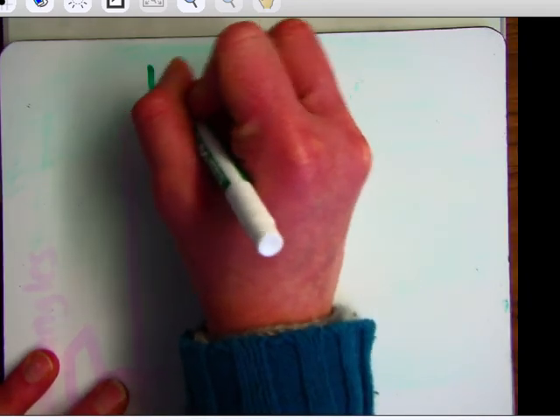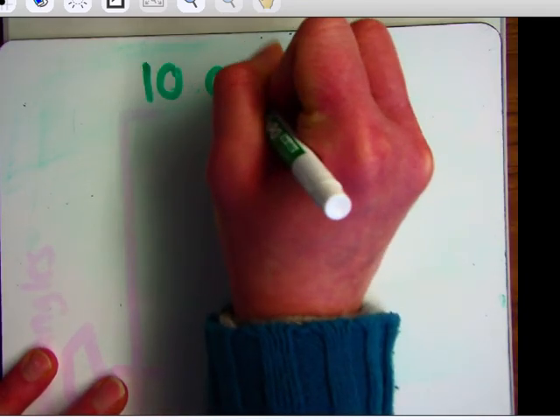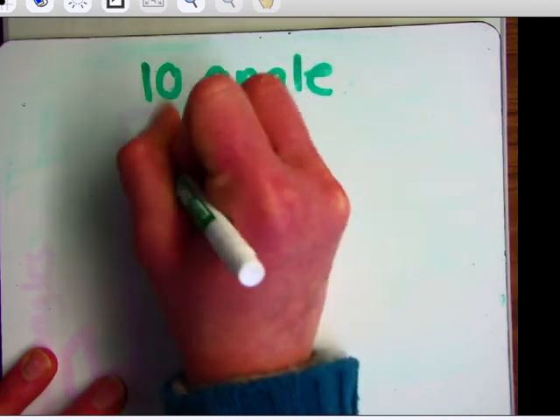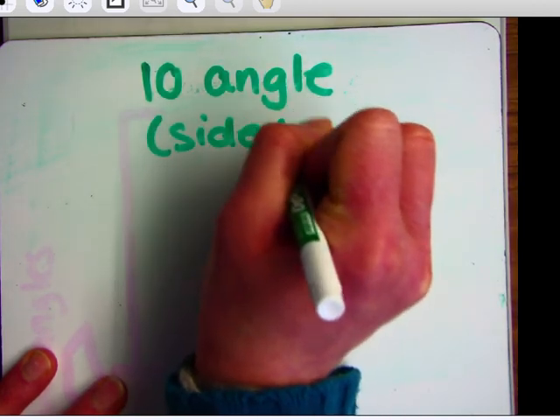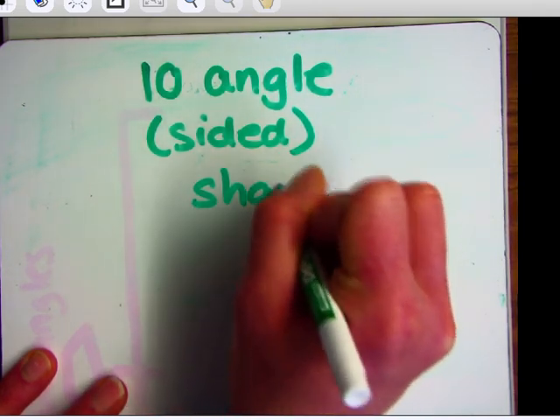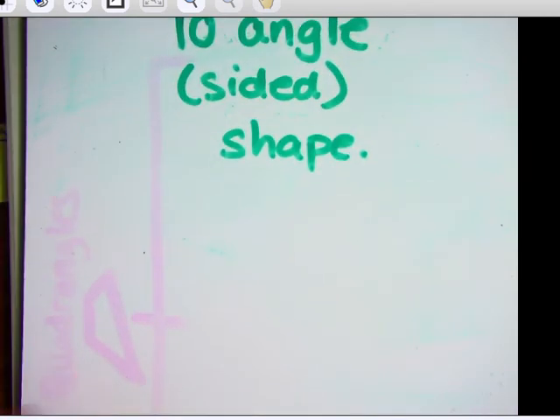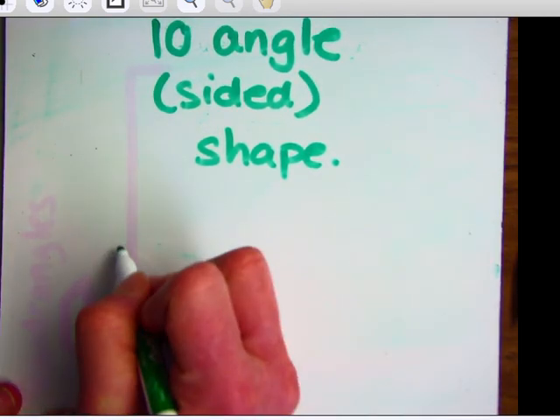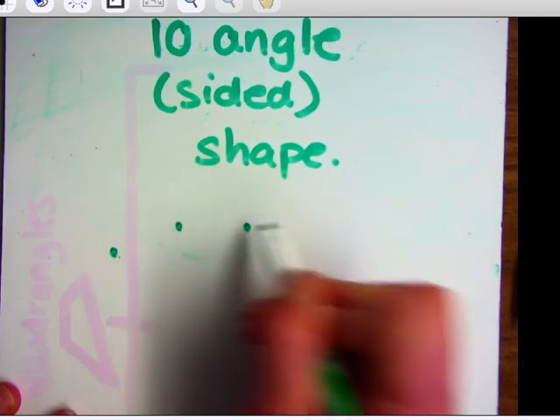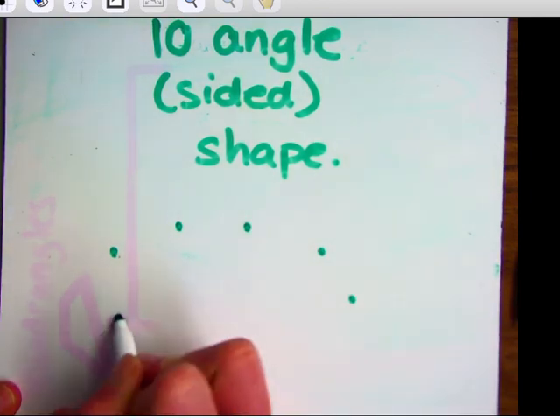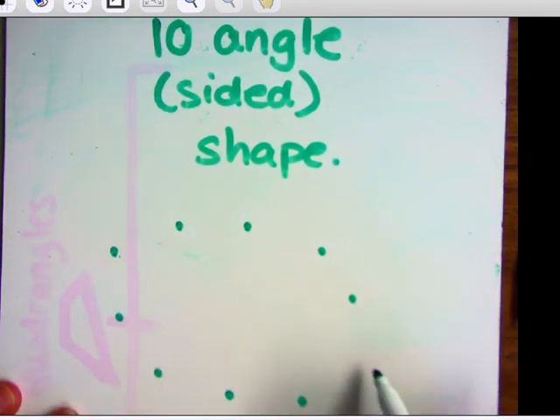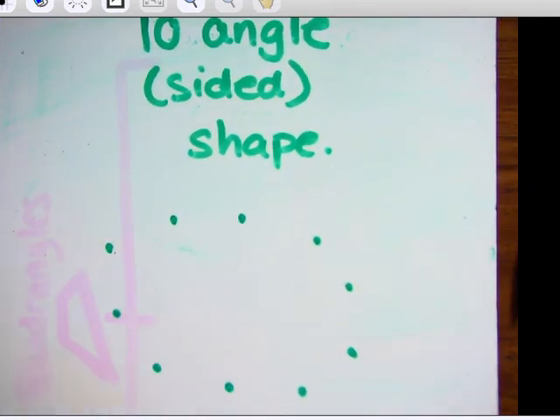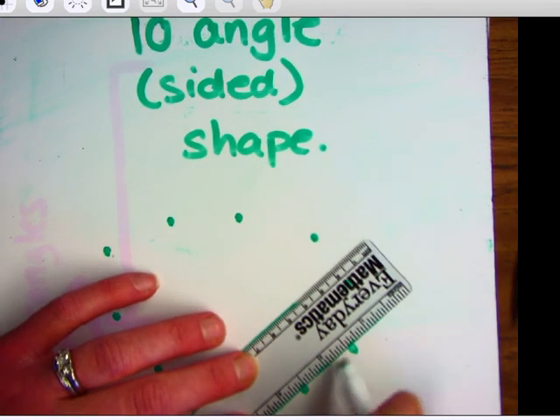And this time I'm going to draw, get ready for it, a 10 angle or side shape. Wow. Okay. 1, 2, 3, 4, 5, 6, 7, 8, 9, 10. So I put my points. I'm going to use my straight edge again to draw.